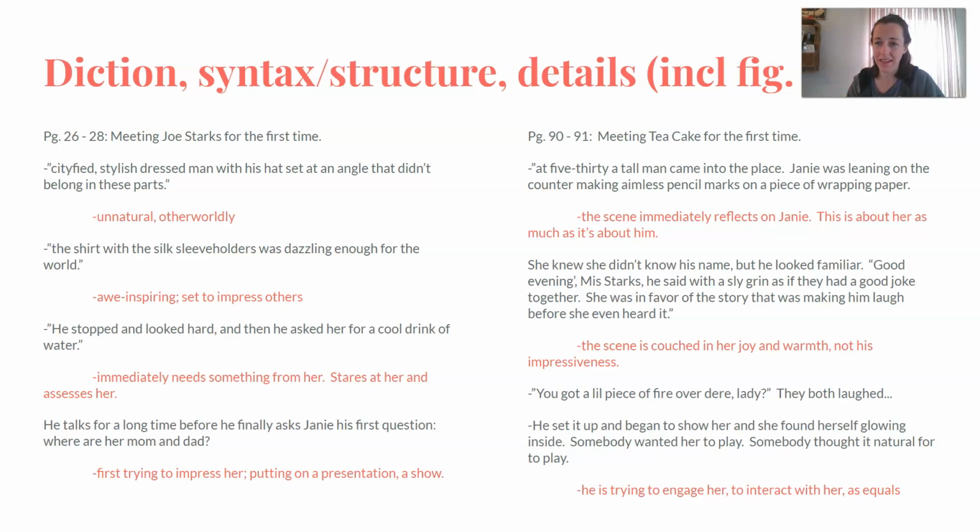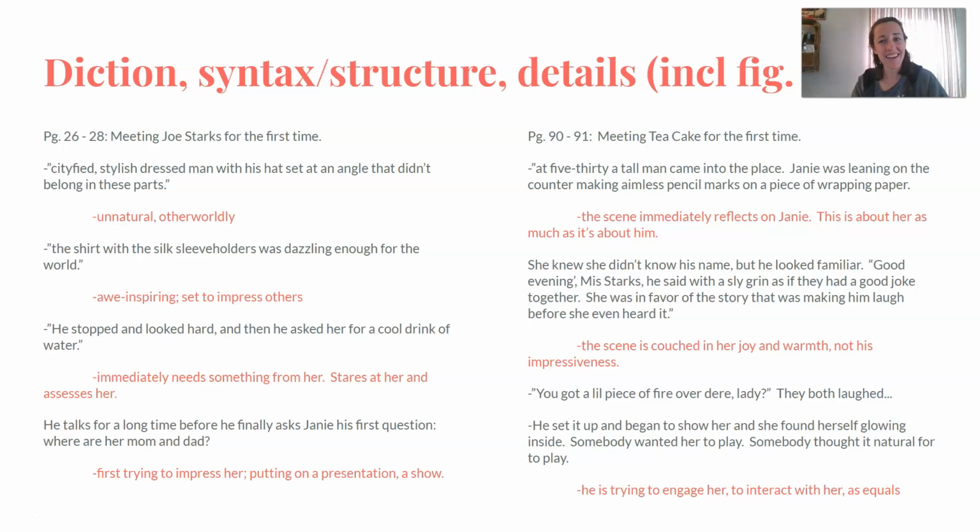He is dressed to impress, not to hold Janie in his arms, but to stand above her on a stage. Interesting. He stops and he looks hard at her, and he asks her for a cool drink of water. So he immediately needs something from her. That's interesting, because that's going to set the structure for their relationship throughout. He needs her to be a certain way in order for his world to work for him. That lasts throughout the entire marriage, and it is why Janie is so free when she finally gets to leave.